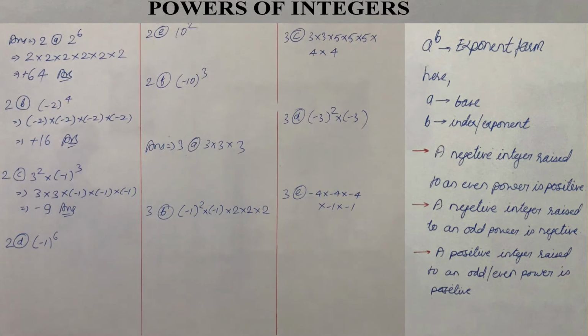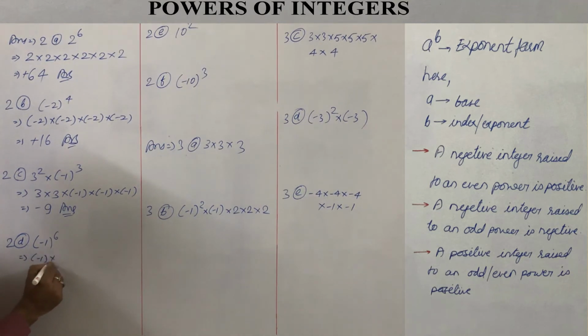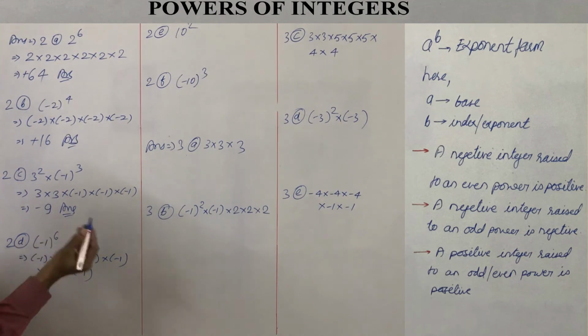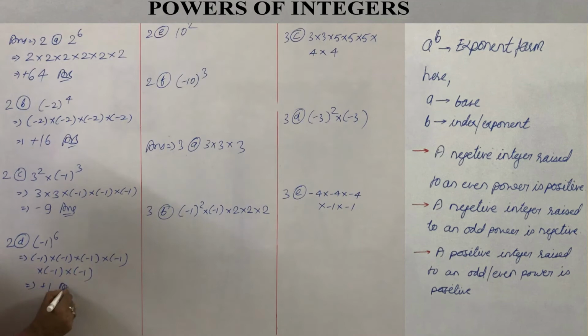Next, minus 1 to the power of 6. So in product form it means minus 1, 6 times, into minus 1, and the value is 1 into 1 into 1, 6 times, which means 1. And the power: a negative integer with even power. The power is even, so the value is positive.